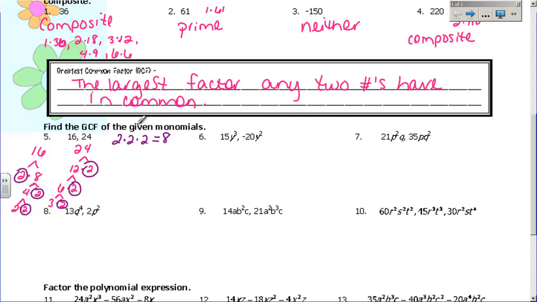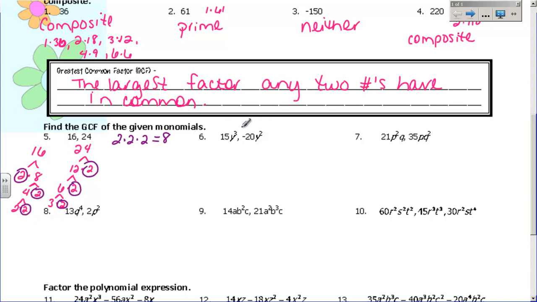Hopefully you were able to do that in your head, but if not, make yourself a factor tree, circle the prime factors they have in common, and then multiply them from one tree together. I didn't multiply 2 times 2 times 2 times 2 times 2 times 2. I just did the 3 of them because they have 3 in common.